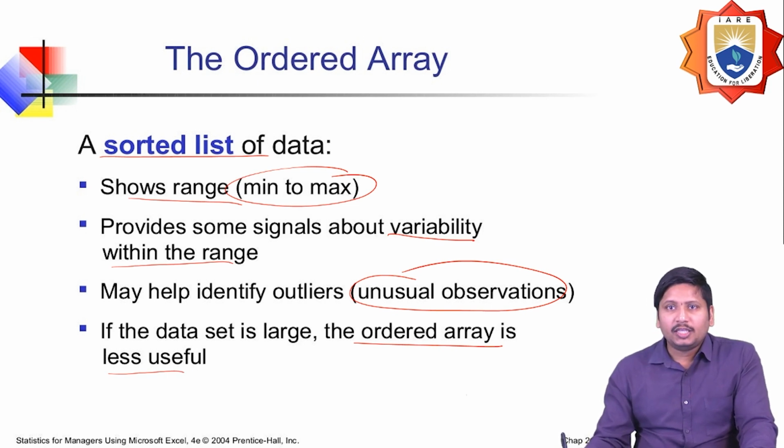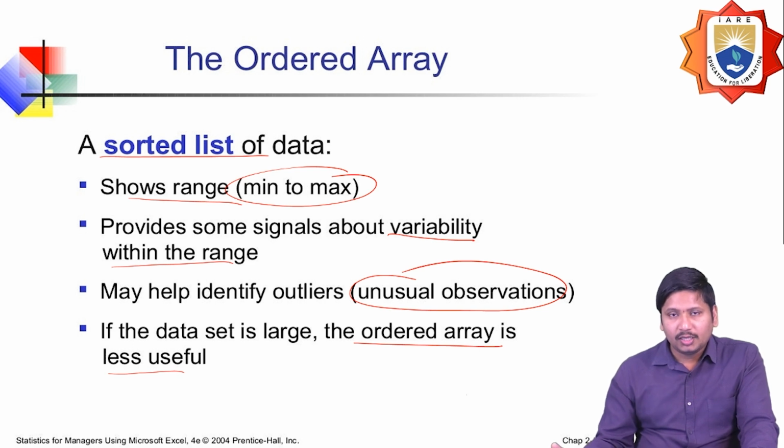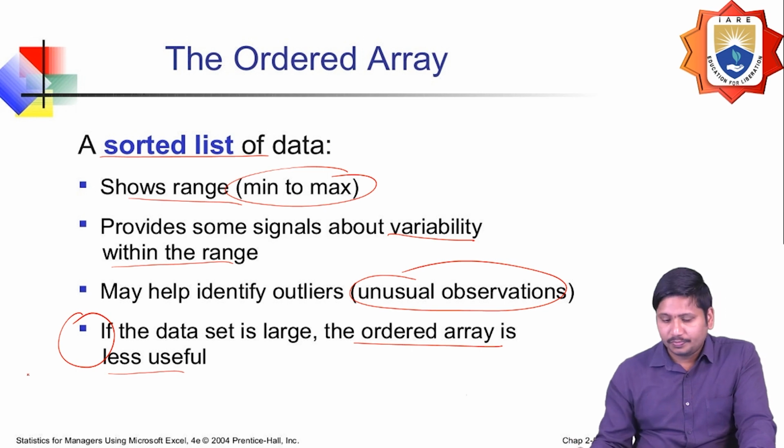So an ordered array is a kind of sorted list of data that shows the range from a minimum to a maximum value, gives some signals about the variability within the range, and is also helpful in identifying errors and outliers, that is, unusual observations. And if the data set is large, this ordered array is less useful. That is the disadvantage of this one.